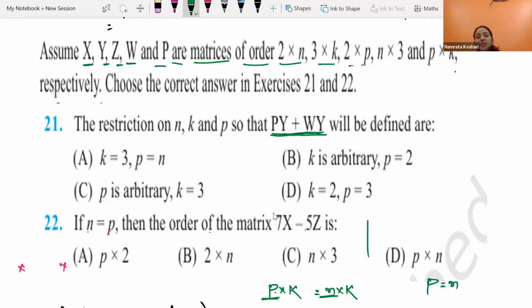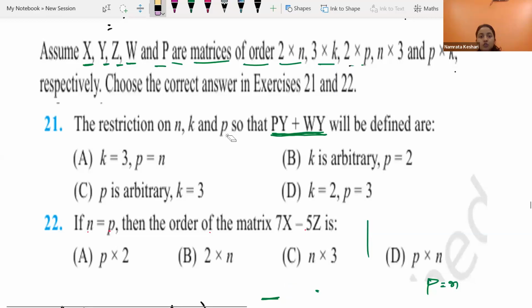The matrix multiplication P with Y, added with W with Y. Okay, this will be defined when, what will be the value? How can we do this type of question? I don't know. Let's do it together.